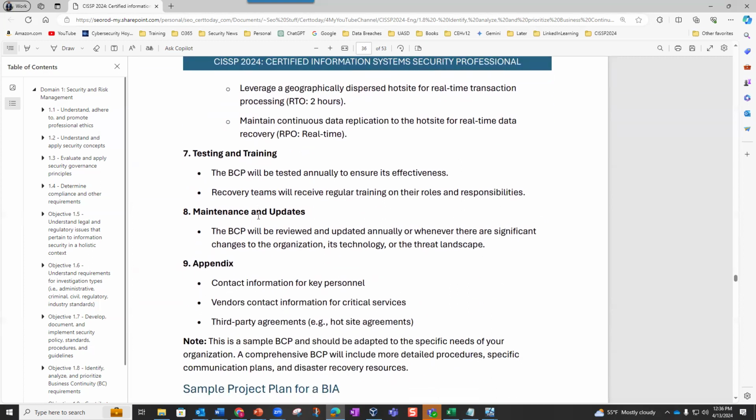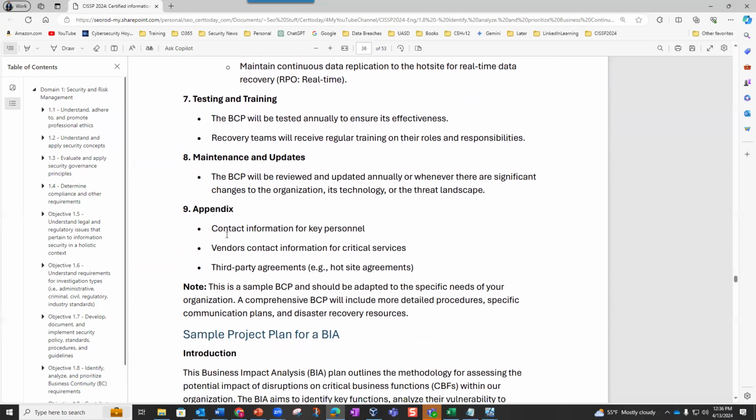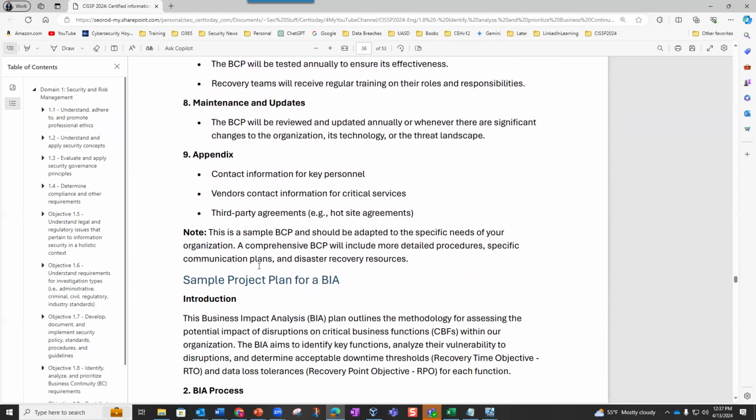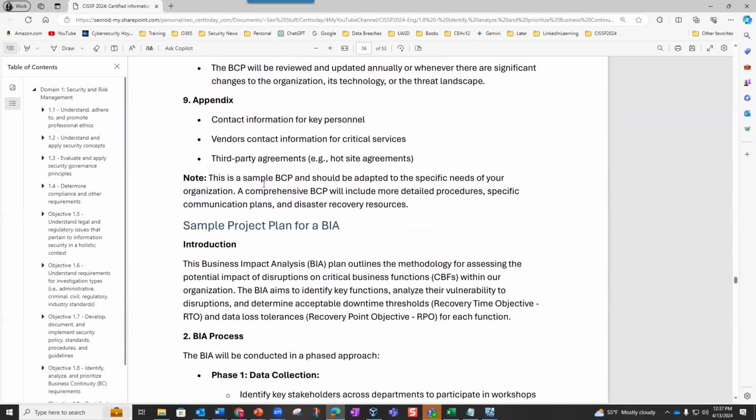Again, all of these pieces, testing and training, it's another piece, maintenance and updates. And in the appendix, you could have contact information for key personnel, vendors' contact information, and third-party agreements. This is a great base, the foundation that you can start to create your BC plan. As noted here, this is a sample BCP, and it should be adapted to the specific needs of your organization. A comprehensive BCP will include more detailed procedures, specific communication plans, and disaster recovery procedures.